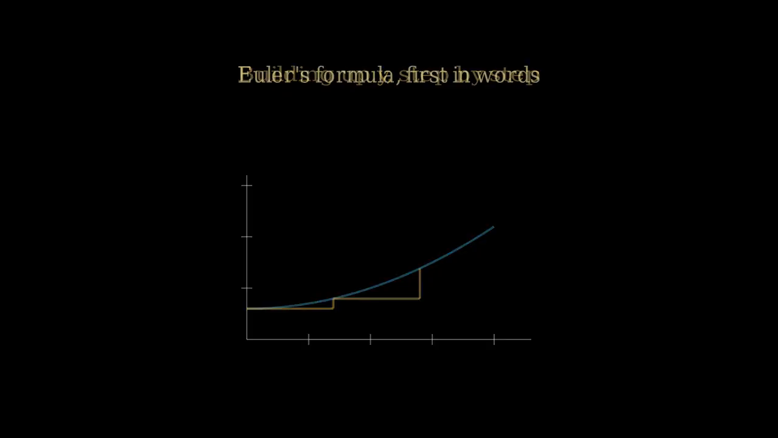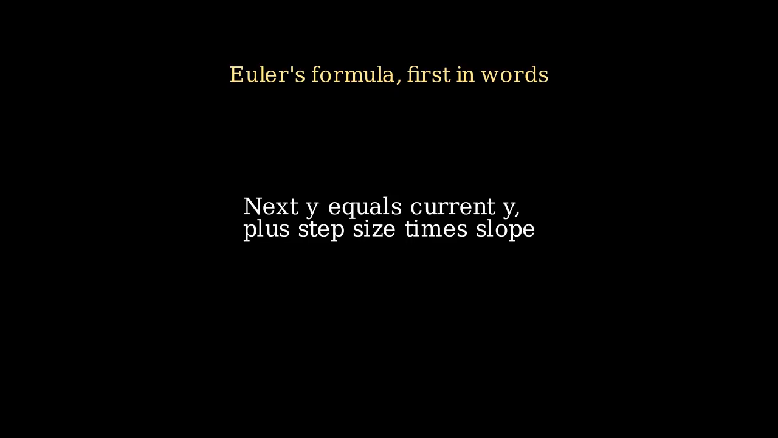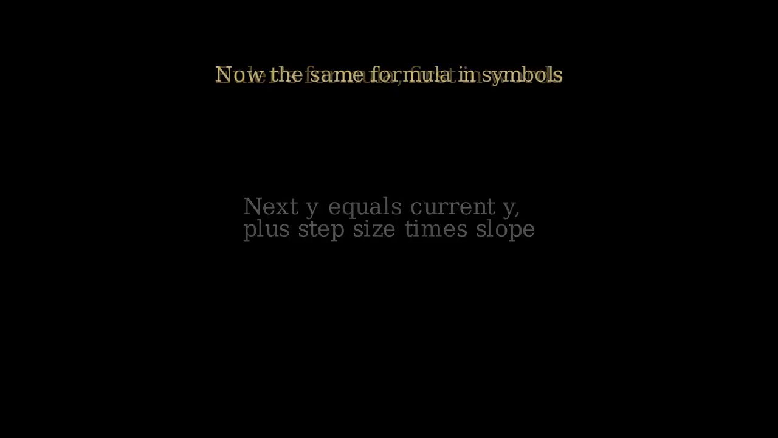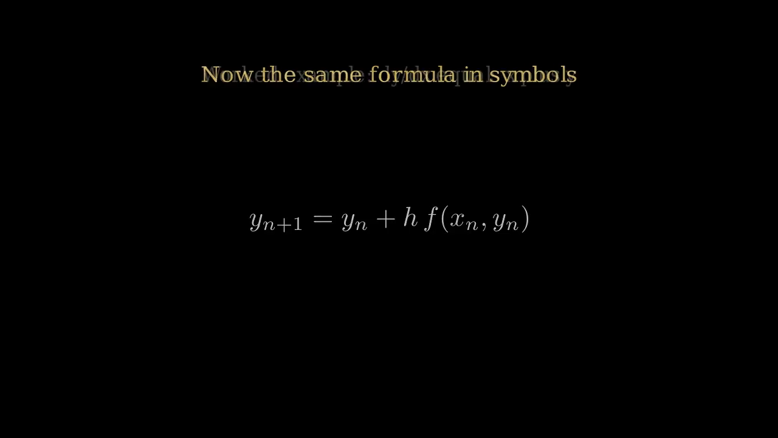In words, at each step, the next y value equals the current y value plus the step size times the slope at the current point. In symbols, that is, y sub n plus 1 equals y sub n plus h times f of x sub n, y sub n. Here is our worked example.